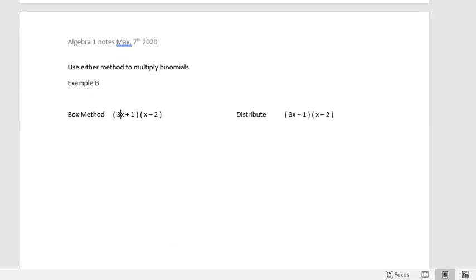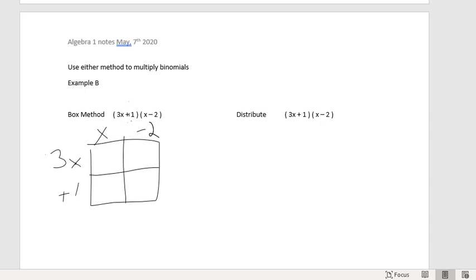All right, example 2, we are going to look at another one using both the distributive property and the box method. So for my box method, my first side is 3x plus 1. My second side is x minus 2. Keep that negative with the 2. So multiply these things through.